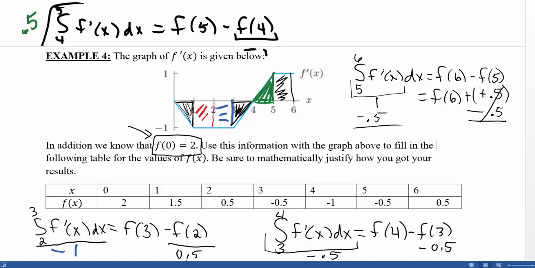But again, the key to this whole thing was having this starting information. That's what allowed us to use the fundamental theorem, and that's what started this whole process. From there, we were just estimating these areas and adding them along as we went. So let's look at one more example.